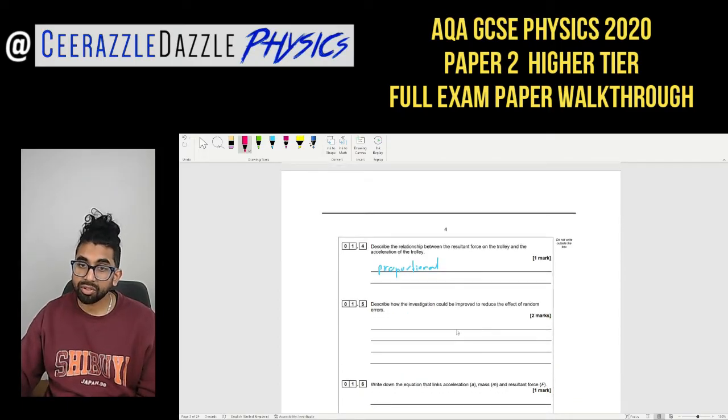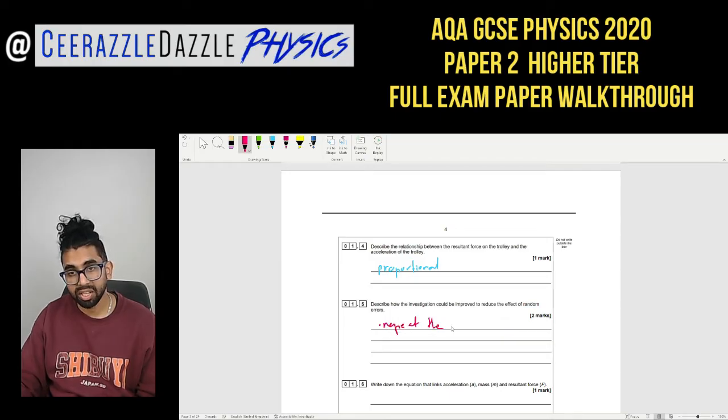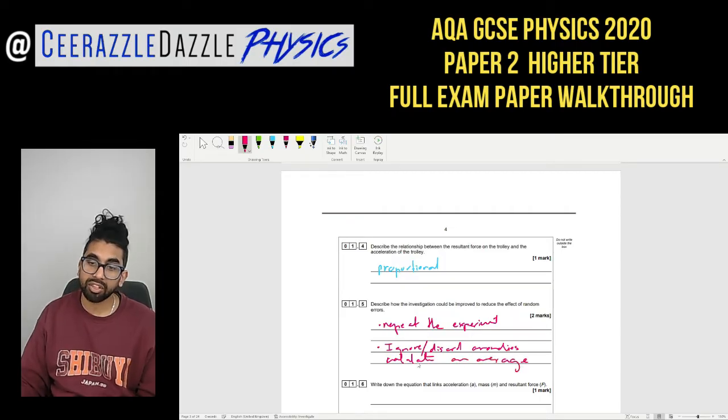And 1.5, describe how the investigation could be improved to reduce the effect of random errors. What could you do? Number 1, you could repeat the experiment, because when you repeat the experiment, you can spot the anomalies and then discard them. And from discarding anomalies, you can then calculate an average. So don't forget, you need to discard the anomalies and then calculate an average here.